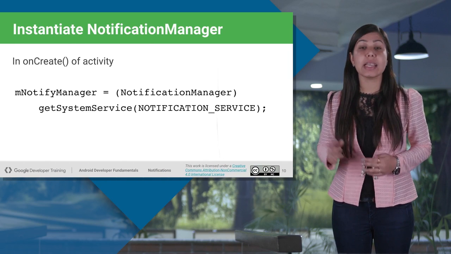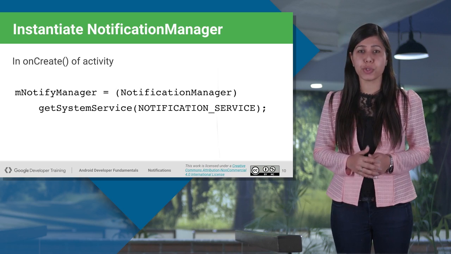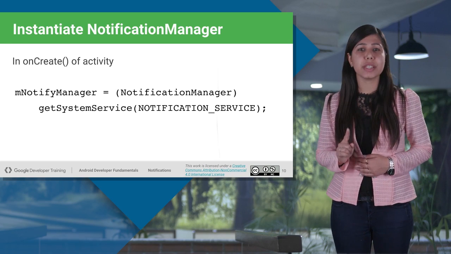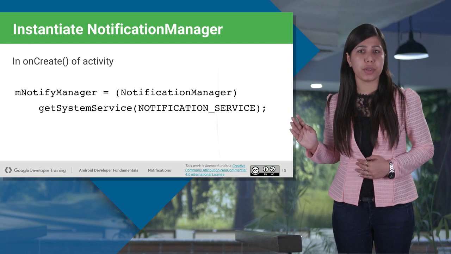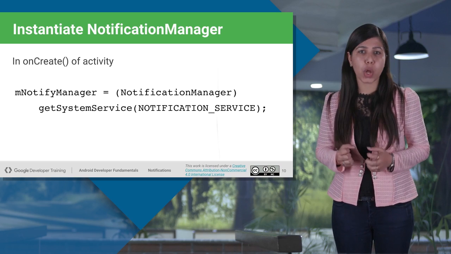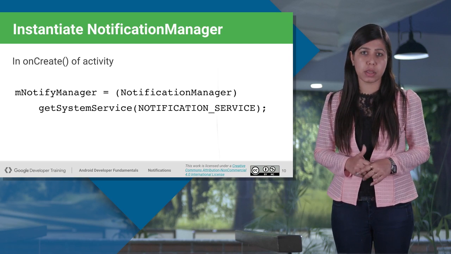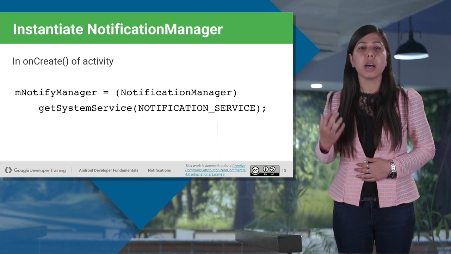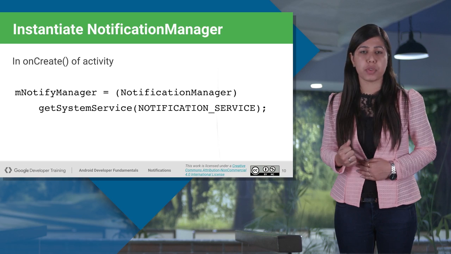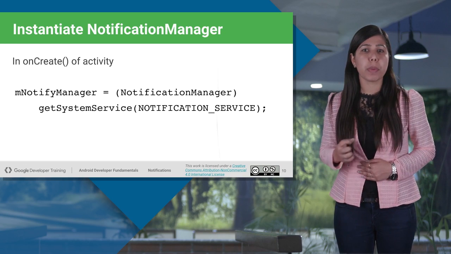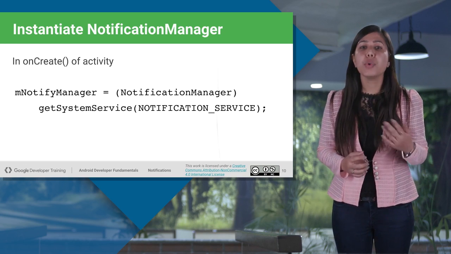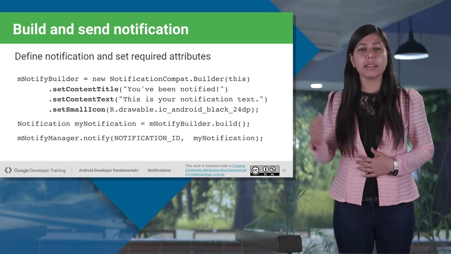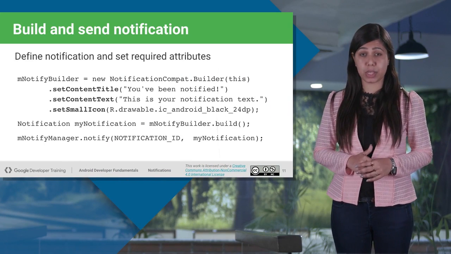The NotificationManager class is a system service. So to use notifications, you first need to instantiate NotificationManager, getting the proper context and calling getSystemService with the name NOTIFICATION_SERVICE. That will give us back a reference to NotificationManager, and that's what you use to manage all interactions with our notifications. So this is how it works in 3 simple steps.